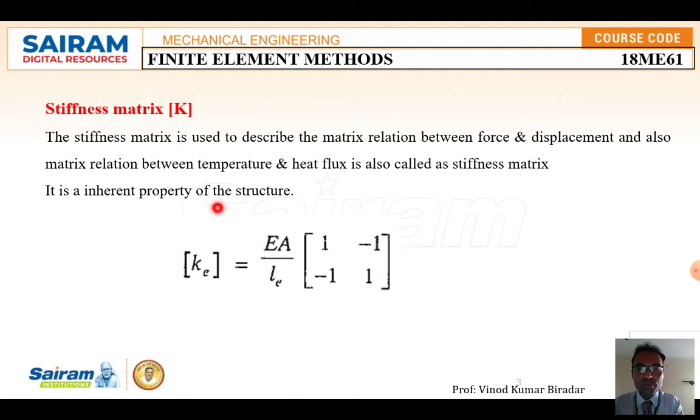How we got this equation, we already derived it, using two methods: the minimum potential energy method and the direct method. Here K stands for the stiffness matrix, and e stands for the element number in the given problem. So this formula you have to remember.